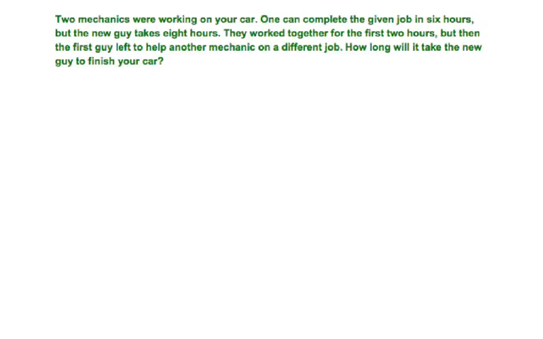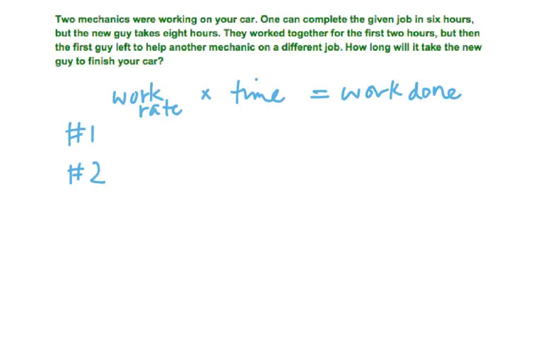So let's set up our chart. Okay, so I have my chart. Work rate times time equals work done. Okay? So work rate, again, is per unit of time. We're talking about hours here. We'll just call them 1 and 2. 1 is the first guy and 2 is the new guy. So 1 can complete the given job in 6 hours. So his work rate, remember, is 1/6 of the job per hour. The new guy takes 8 hours. He does 1/8 of the job per hour.